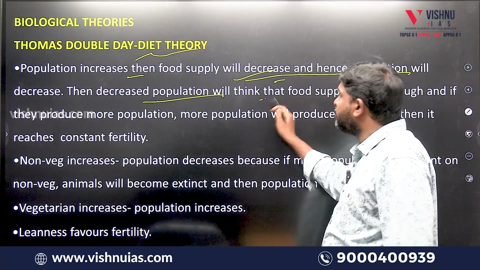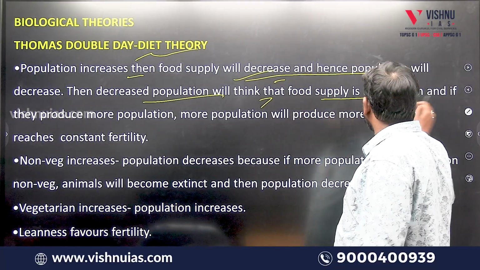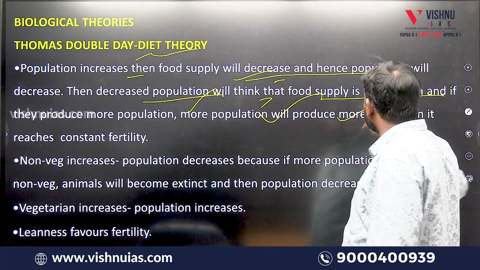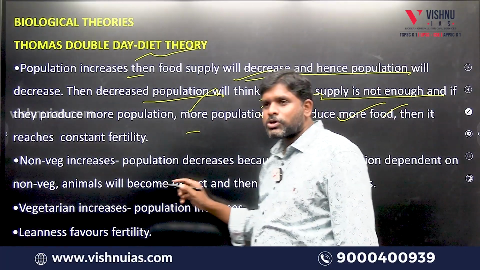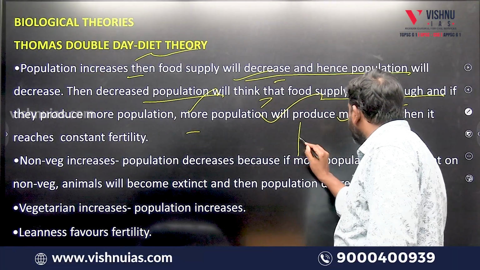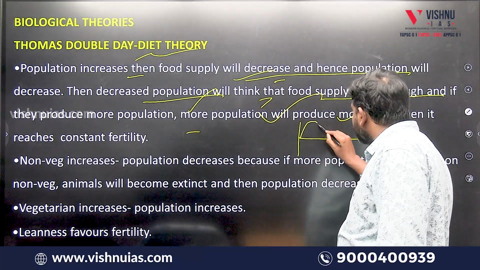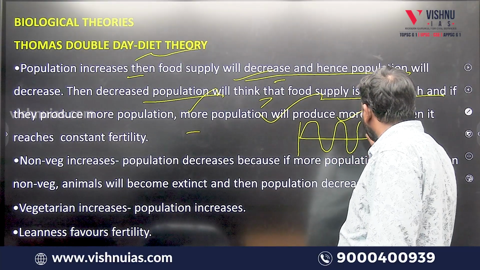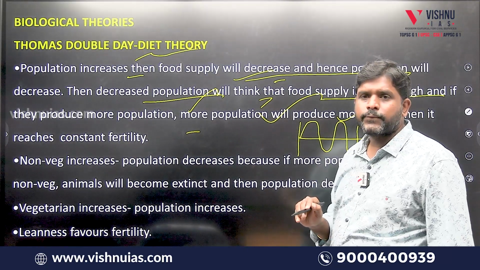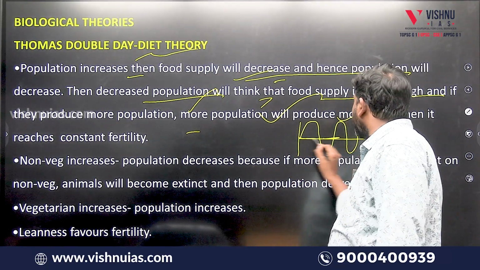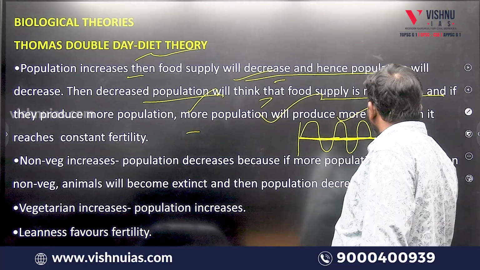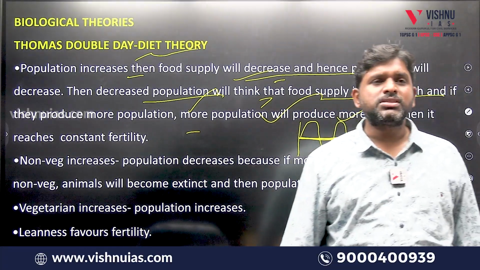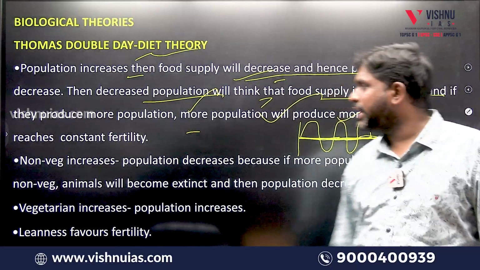Then the decreased population will think that if they produce more population, they will produce more food, and then it reaches constant fertility. So first the population will increase, come down, increase again and come down again. Hence, the population will be stabilized. This is stabilization of population, according to the Thomas Doubleday diet theory.